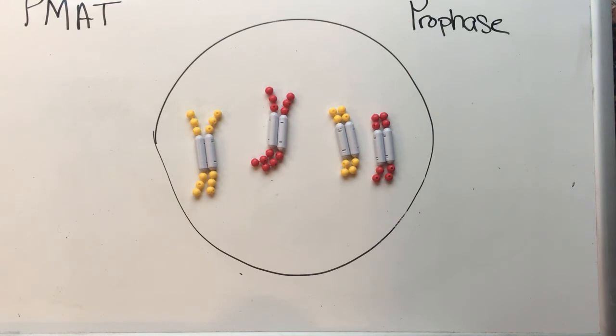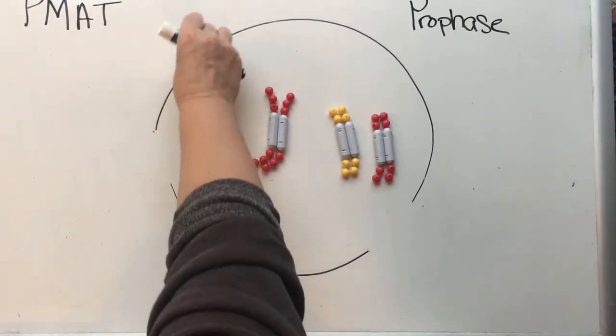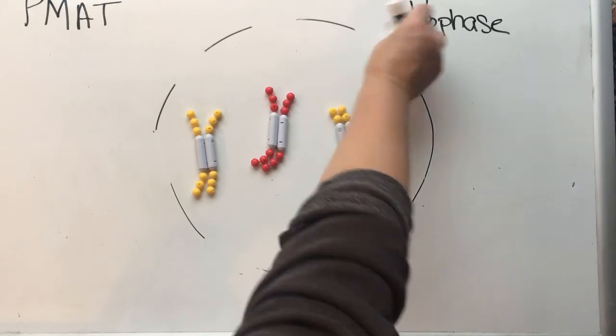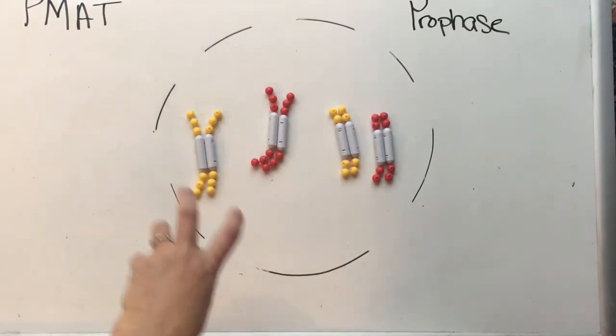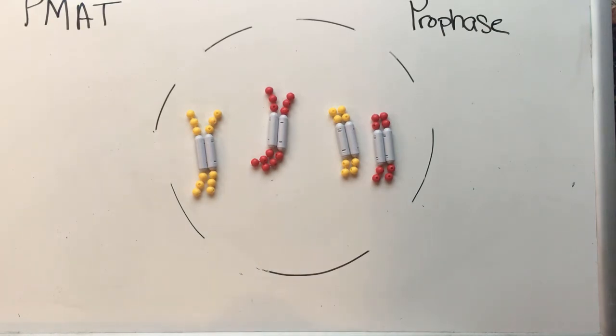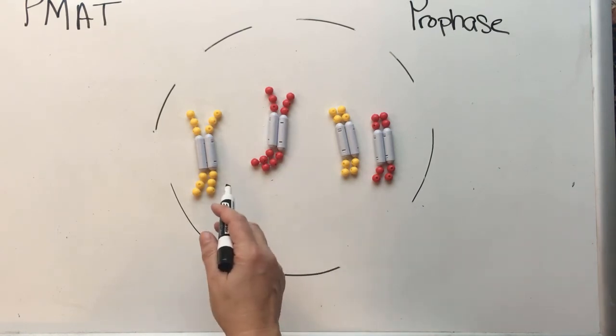But in prophase, a couple of things are going to happen. The first thing is that the nuclear envelope is going to start to break down. So instead of the nucleus being a protected area and the DNA being in there, there starts to be gaps in the nuclear envelope. The other thing that's going to be happening is that the DNA is going to condense.